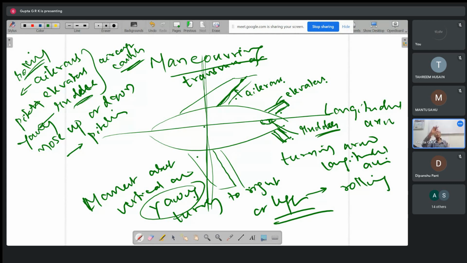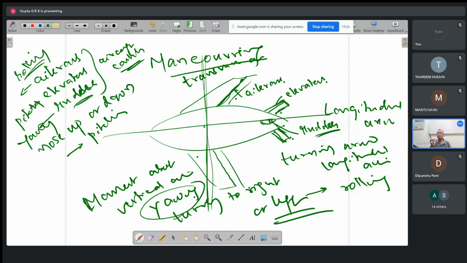Like that, I can have rolling action. On one side, I will increase the lift, and on the other side, I will decrease the lift. Am I clear? Yes, sir. That is the way rolling is done.